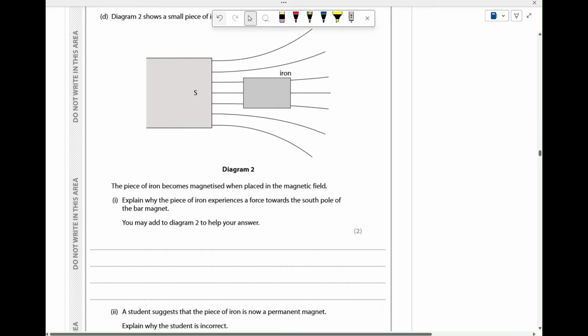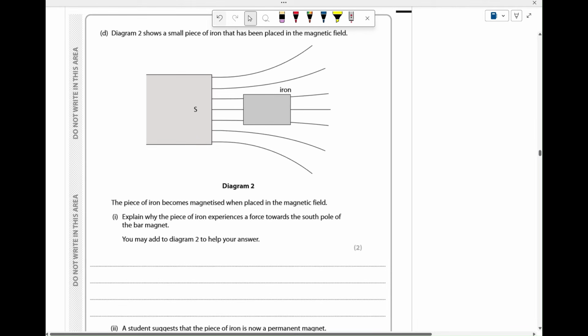Okay, a piece of iron gets put into a magnetic field. Iron is a magnetisable material. Is this what the question is about? So a piece of iron becomes magnetised. Explain why the piece of iron experiences a force towards the south pole. In other words, that is the magnetic field that has been induced in that piece of iron. So you may add to diagram 2. I do like to write in bullet points, you'll see me putting those in.